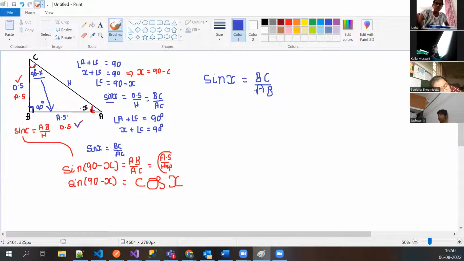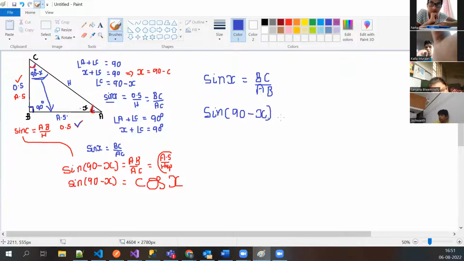Is it clear, everyone? Now, how can I write x? 90 minus. Okay, let me write like this. If you have any doubt, take this angle. Sine of 90 minus x is equal to, because 90 minus x is nothing but angle C, right? This is the one. So sine of 90 minus C equal to, how can I write it?